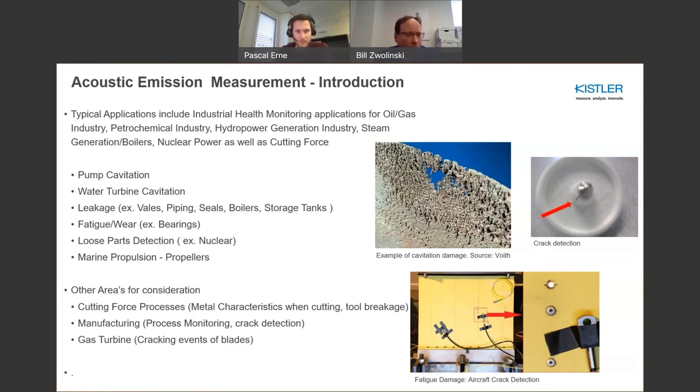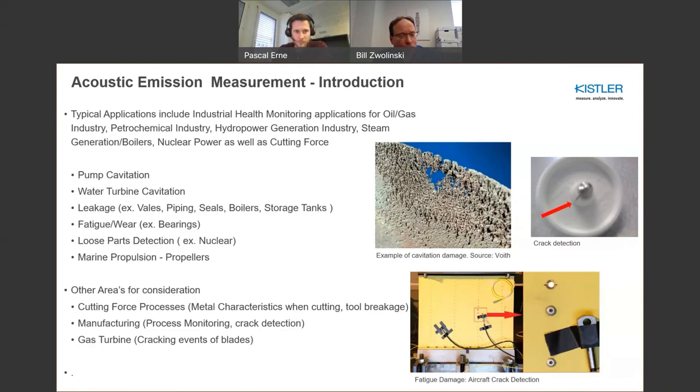Fatigue and wear of bearings, for example, would also be an area. Loose part detection in nuclear, marine propulsion where you have prop shafts and rotating propellers, perhaps cavitating. Other areas that are also in consideration are in the cutting force area, where you're always trying to really optimize speeds and feeds and tool design and really trying to get the best performance out of your cutting regime. So in this area, acoustic emission provides a special insight that isn't obtained with any other measurand, actually.